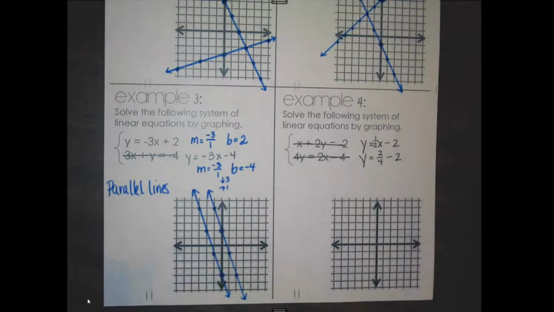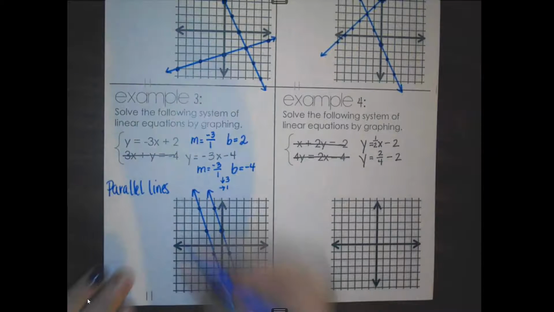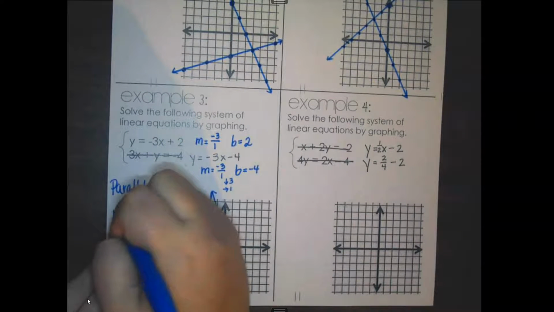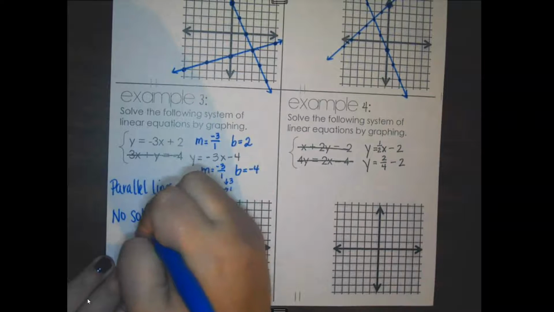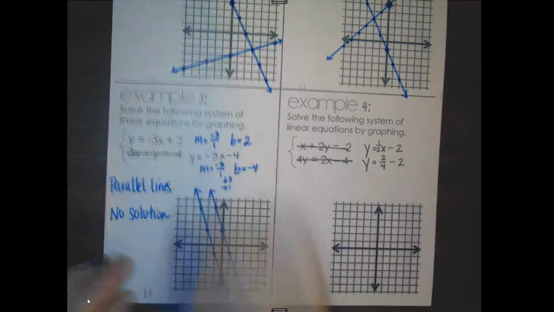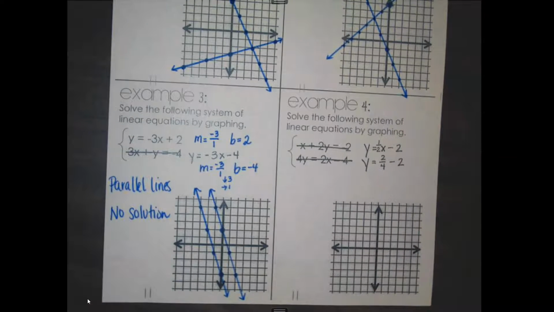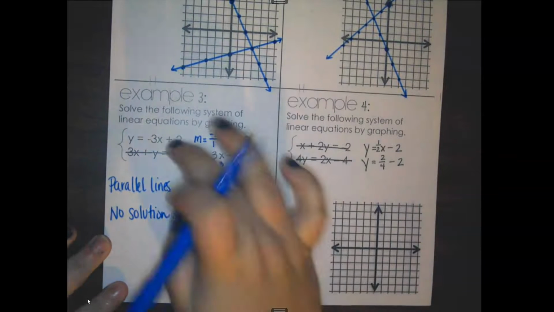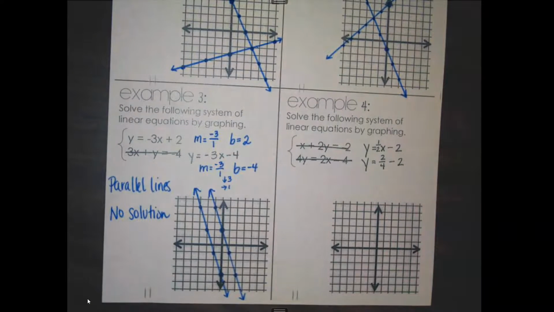And when they are parallel, it means they're not going to cross. So there is no solution. There is no number in the entire world, no point in the entire world that works for both of these. Ever. Because they're never going to cross. Okay? Hopefully that makes some sense. If not, please shoot me an email.